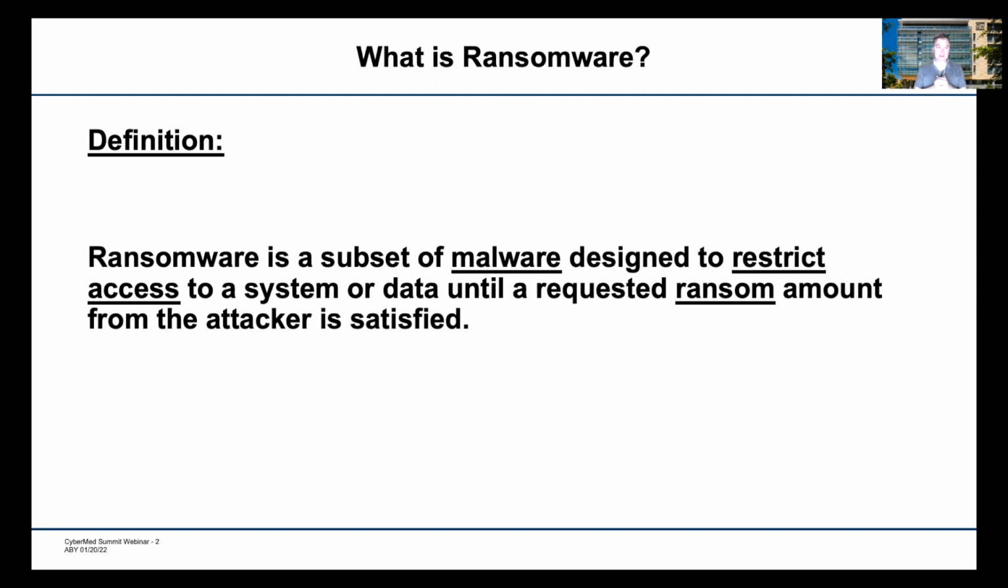So first, let me start by telling you what is ransomware. A definition that I particularly like says that ransomware is a subset of malware that's designed to restrict access to a system or data until a requested ransom amount from the attacker is satisfied. And the key word in this definition is malware. It's important to remember that ransomware is a type of malware, specifically malicious software. The goal of ransomware, the way it works, is by restricting access either to a system or to some data. And the main purpose of ransomware, why it exists and what criminals try to do with it, is to receive a ransom or payment to give back this restricted access.